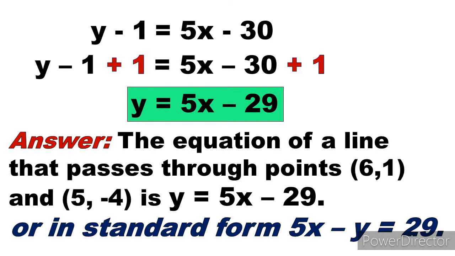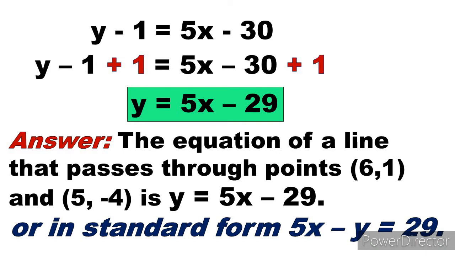Okay, we use the addition property of equality to solve for y. Para matanggal ang negative 1, ang gagawin natin is mag-a-add tayo ng positive 1 sa left and right side ng equation. So now we have y minus 1 plus 1 equals 5x minus 30 plus 1. Then simplify. Negative 1 plus 1 is 0. Negative 30 plus 1 is negative 29. Therefore, now we have y equals 5x minus 29.